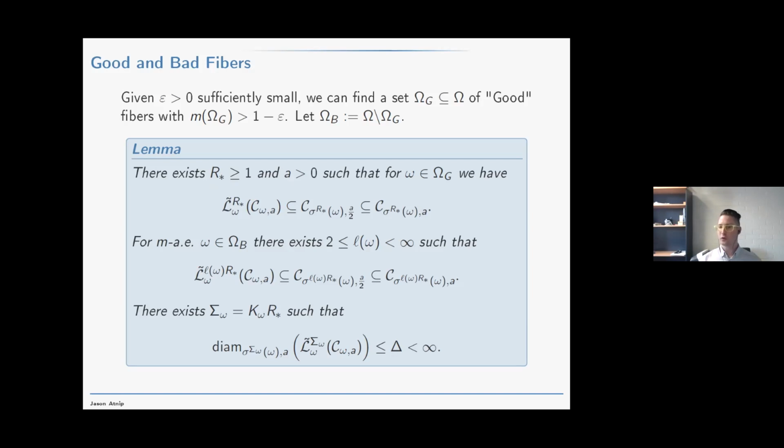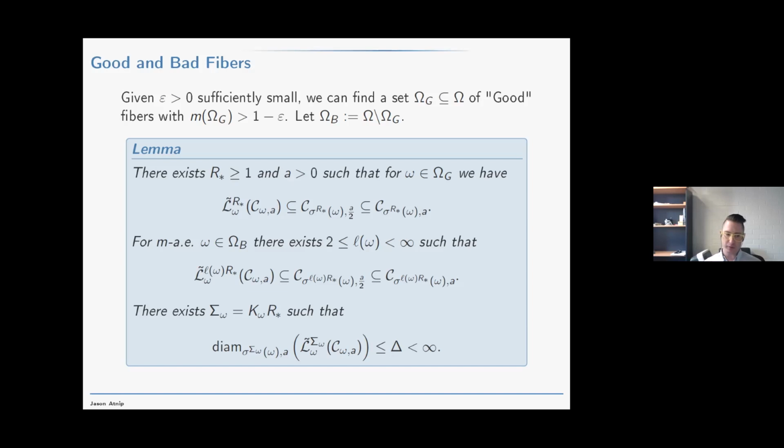Now, for the small epsilon measure set of bad fibers, we can still get contraction by a factor of 1/2, but we're going to have to push forward by more than R star. For every bad fiber, we can find some positive finite number L omega, finite for almost every omega, such that if we push forward the C omega A cone by L omega times R star, we finally get the contraction by a factor of a half that we want. So for both good and bad fibers, if we push forward by a specific amount, we'll get contraction.